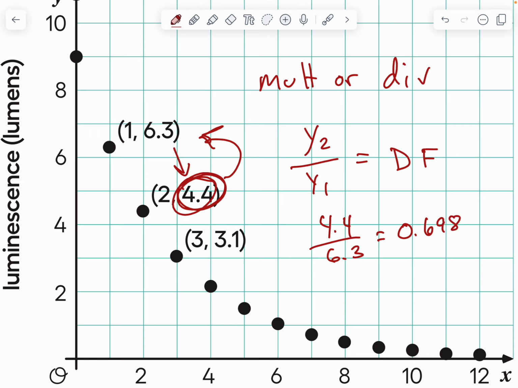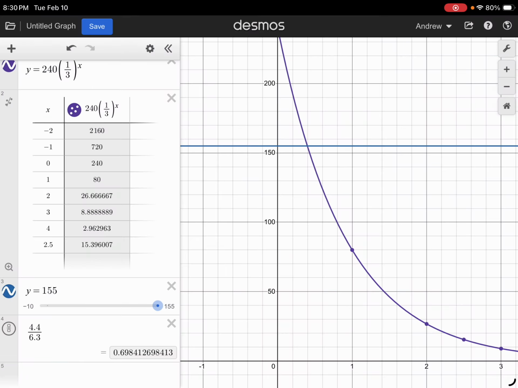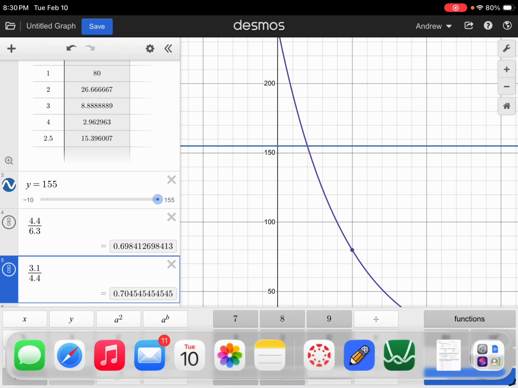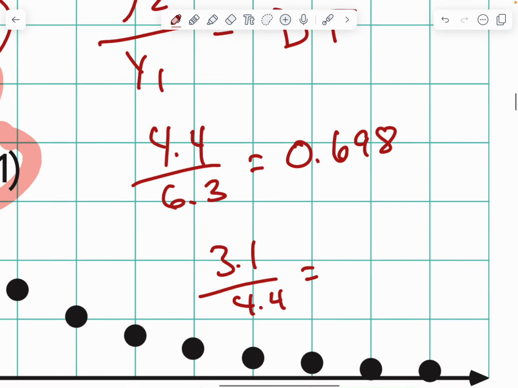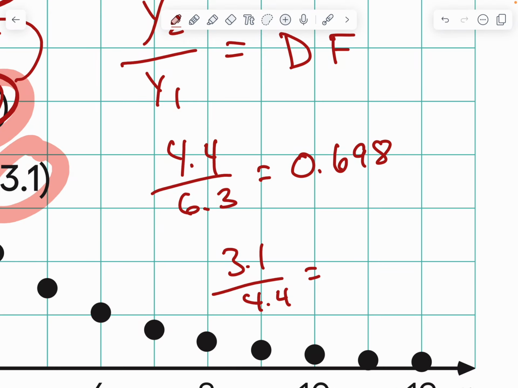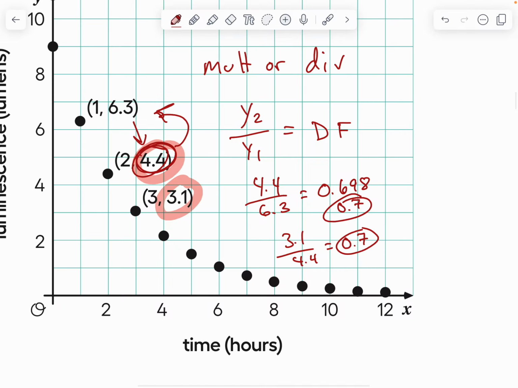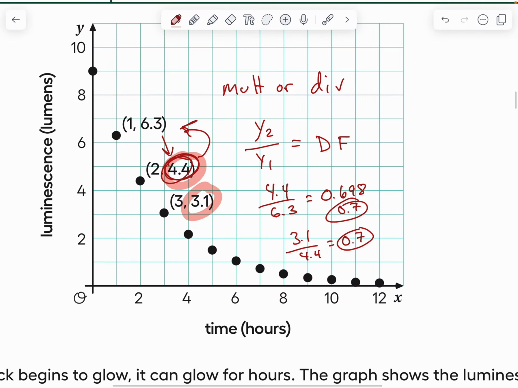Okay, so if this is a true decay, then I'm going to do it again, and I'm going to do these two this time. So 3.1 divided by 4.4, and I'm going to verify that that is the same number, right? Remember, we want to be consistent. So 3.1 divided by 4.4 is about 0.7045, and I know that's a little bit off, but we can see that it's kind of around. If you were to round it, it'd be 0.7, and this one would also be 0.7, and that's close enough for me. Usually we want it to be exact, but this is really close, so we can tell that this is working.